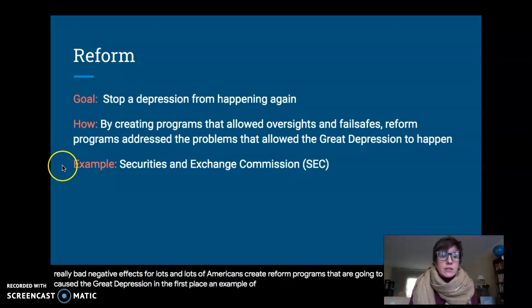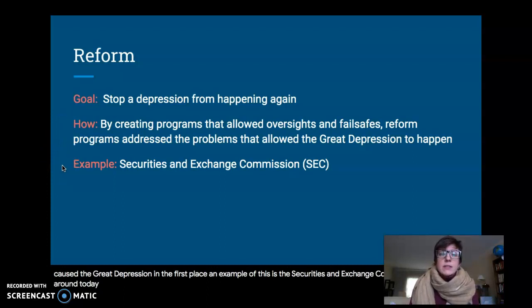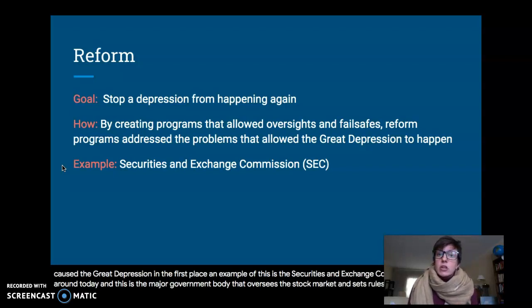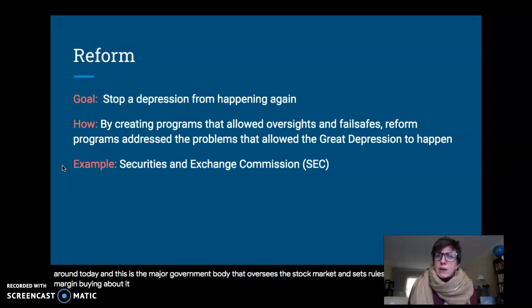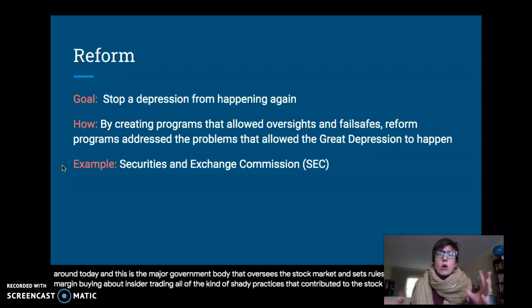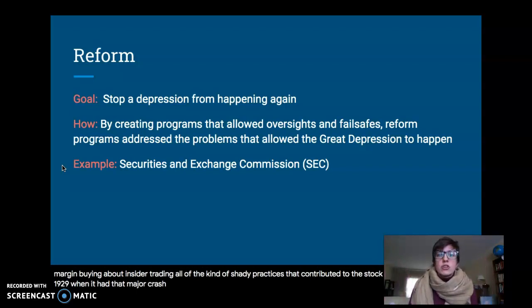An example of this is the Securities and Exchange Commission, which is still around today, and this is the major government body that oversees the stock market and sets rules about speculation, about margin buying, about insider trading, all of the kind of shady practices that contributed to the stock market being so volatile in 1929 when it had that major crash. These are ways to prevent that type of crash from happening again in the future.